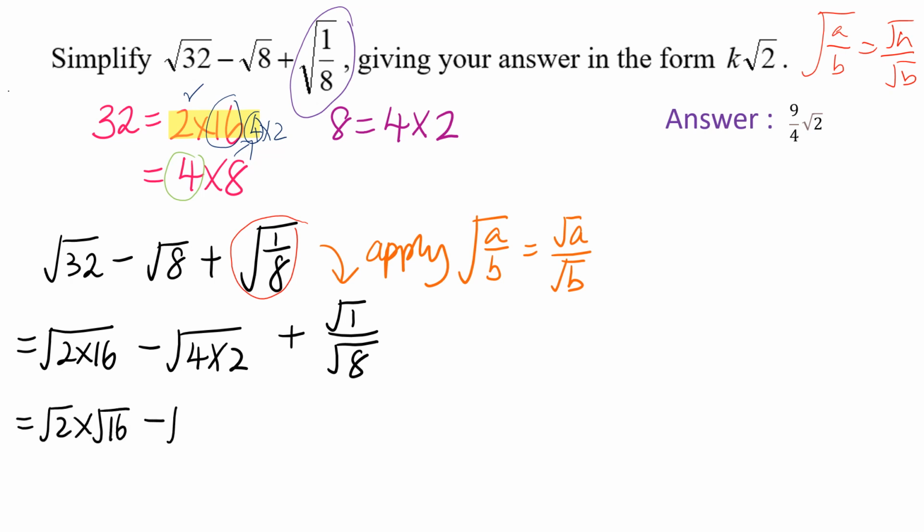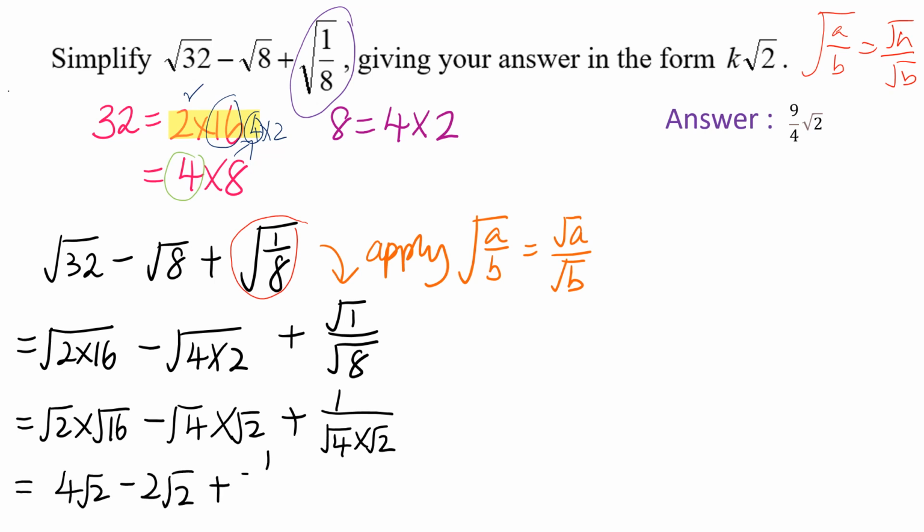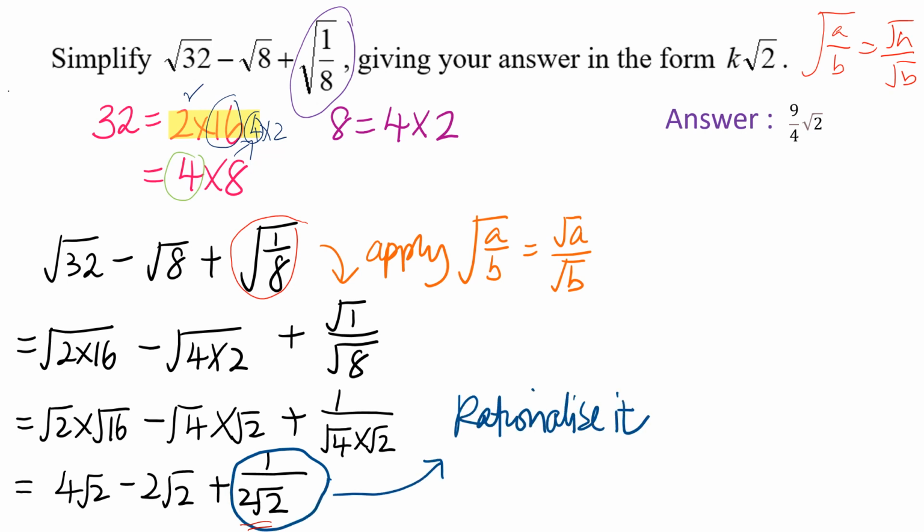Yes, right. And square root 1 obviously will be 1. And then square root 8, we can break it up into square root 4 times square root 2. And here, this is where we need to do something extra. Okay, you see that the denominator is a surd, so we need to rationalize it. So rationalization means you make your denominator a non-surd, right? So we rationalize it by multiplying it with square root 2 over square root 2.